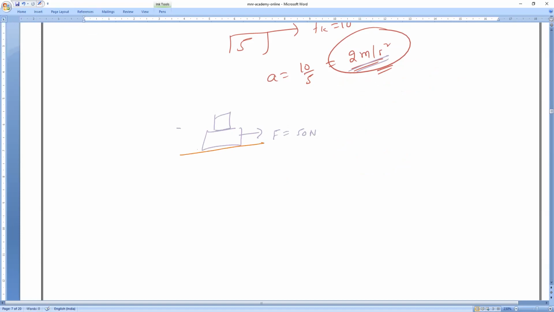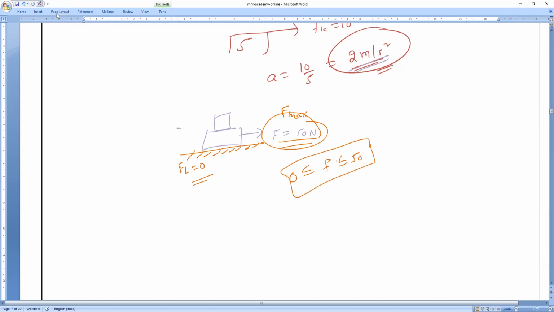15 newtons. Now if you notice, the surface between them has limiting friction. If I take the limiting friction as 0, it doesn't matter, then the maximum applied force is how much, everybody? F maximum is equal to 50 newtons, so it varies between 0 and 50. Will you all agree with me? So the force range, if they want to move together, F must vary from 0 to 50. Do you all agree?